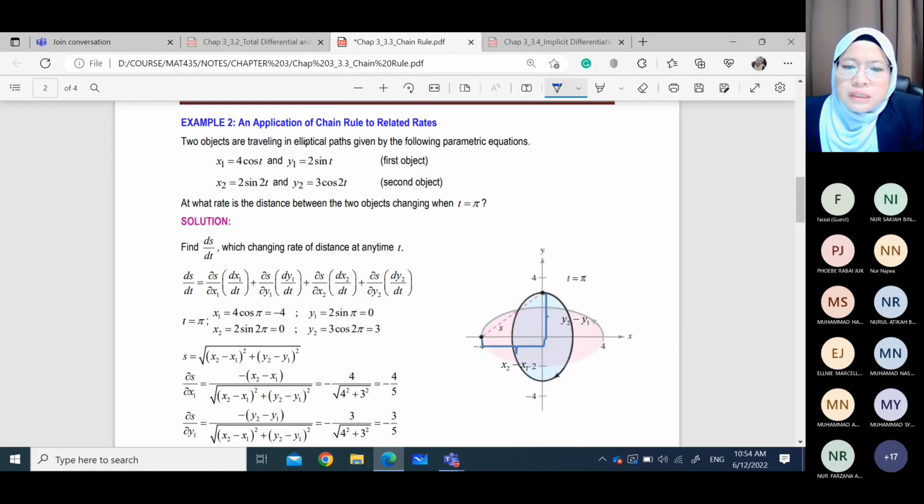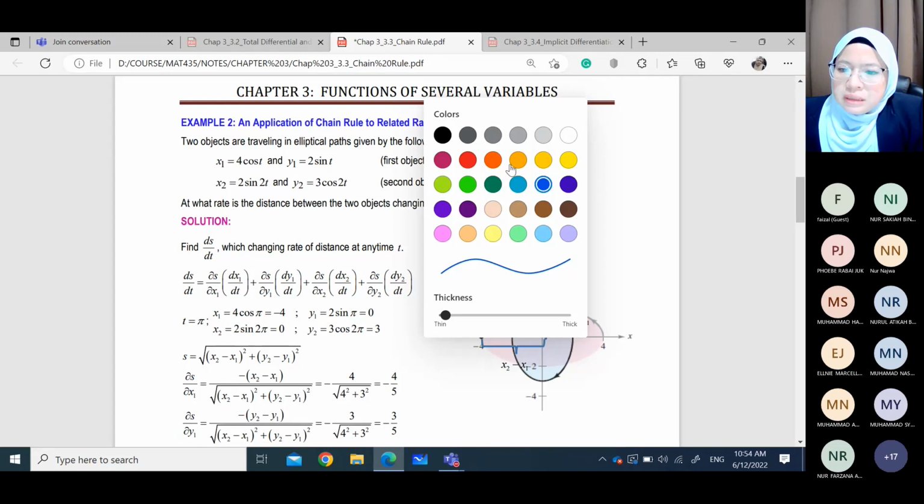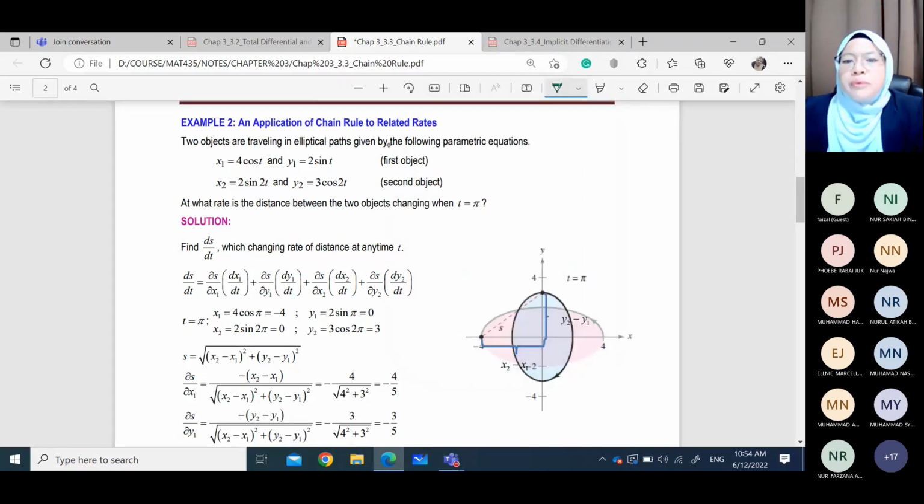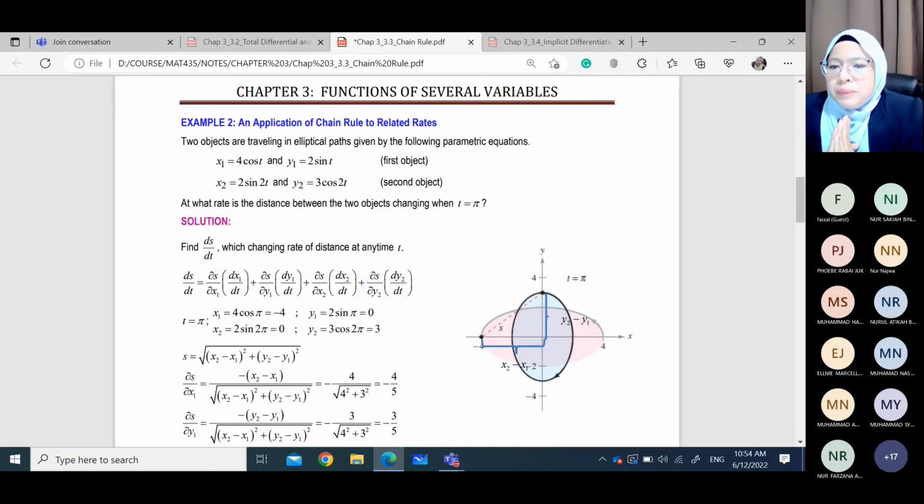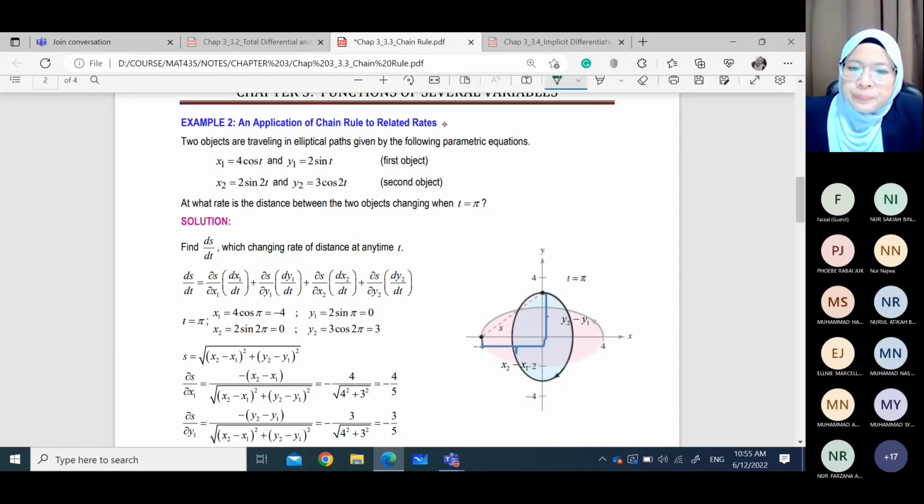Okay, so now look at this example 2. So it is about application of chain rule to related rates. Okay, so inilah one of the application of chain rule. Okay, so actually chain rule we can apply when we have a change of something. Okay, contohnya you ada perubahan, you nak ubah daripada kotak besar kepada kotak kecil kepada kotak besar. So ada berlaku perubahan, so you boleh gunakan ni lah because it has a related rate between the changes of size of a box.